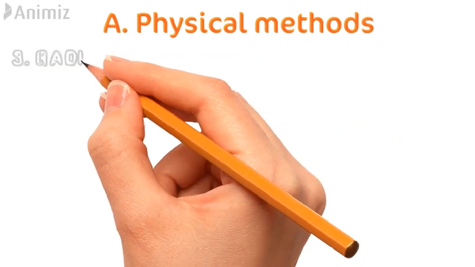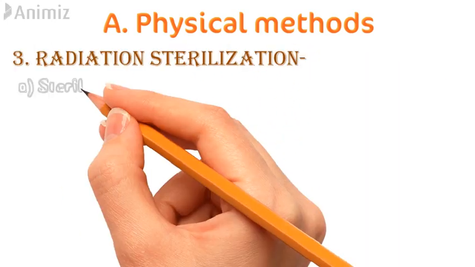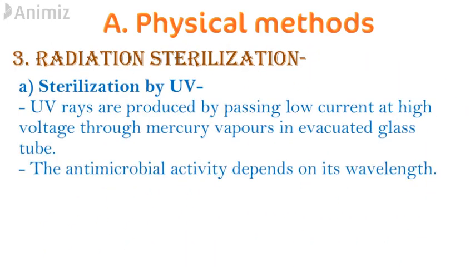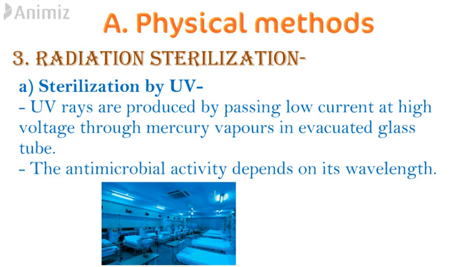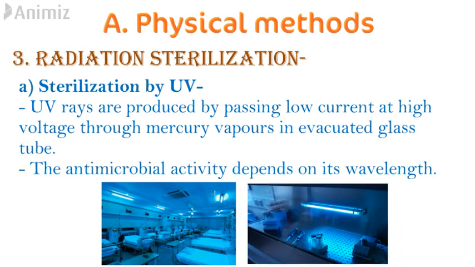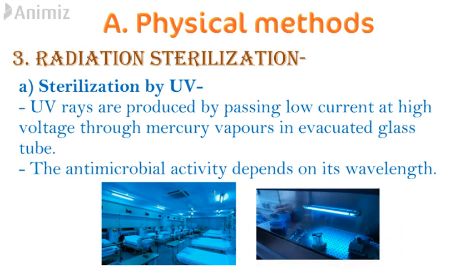The third method under physical method of sterilization is radiation sterilization. It can be done by UV light. UV rays are produced by passing low current at high voltage through mercury vapors in evacuated glass tubes, and the microbial activity of which depends on its wavelength. It is used for sterilization of air in hospitals and in laminar airflow and pharmaceutical industries to provide aseptic environment.